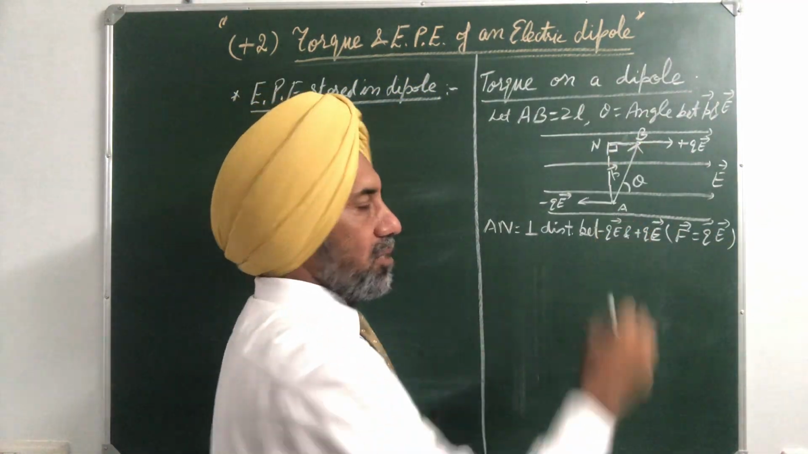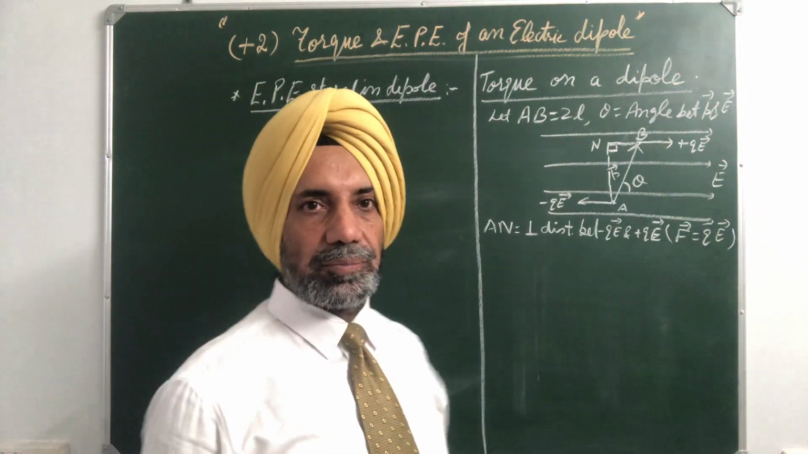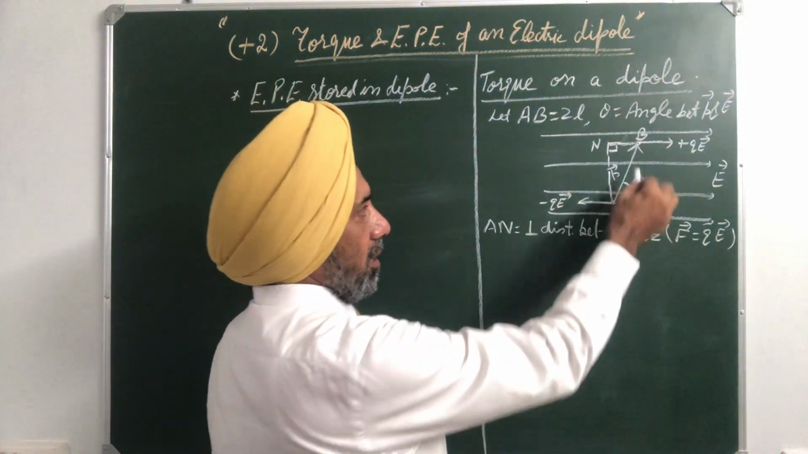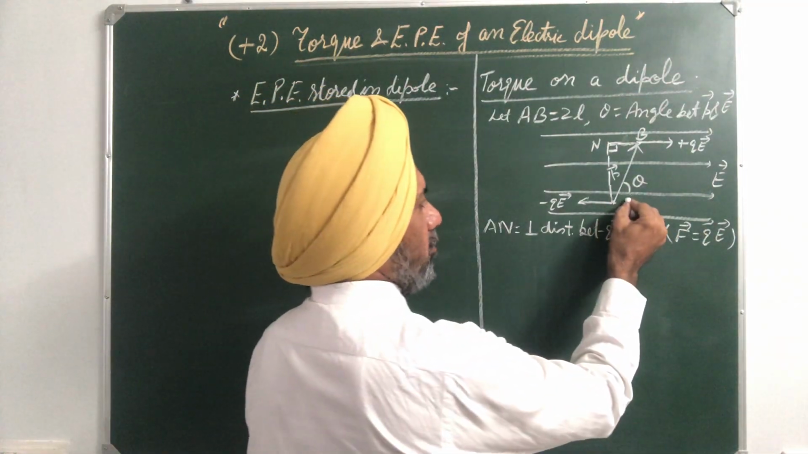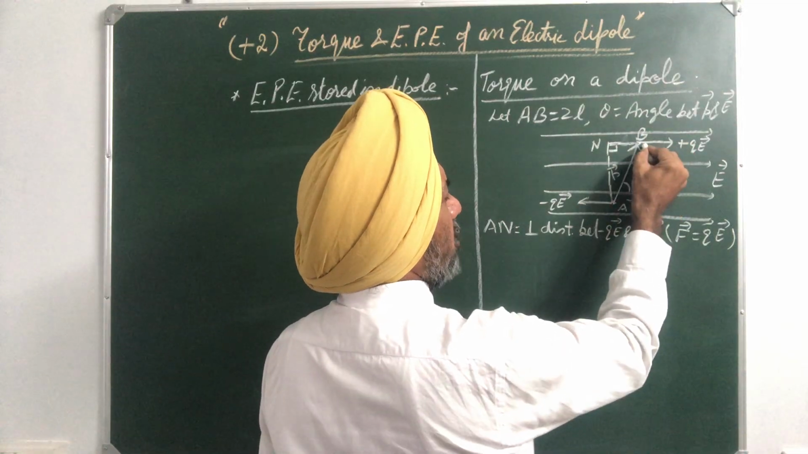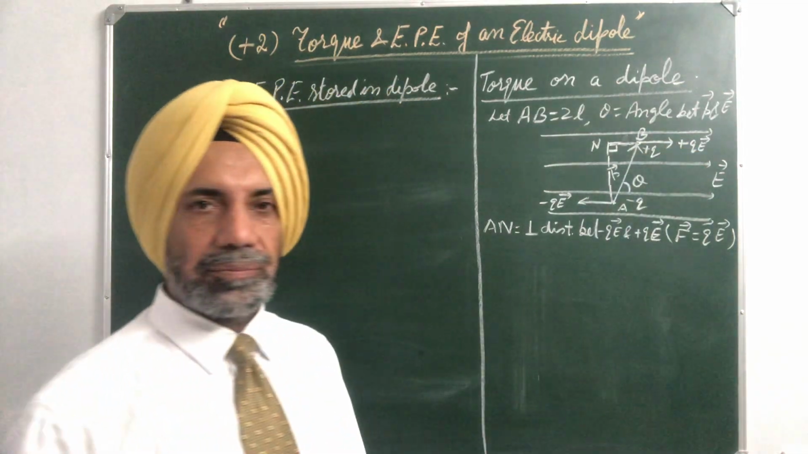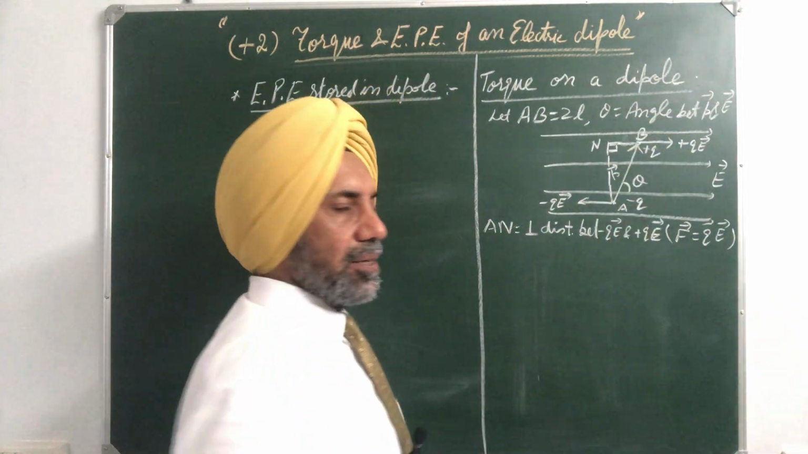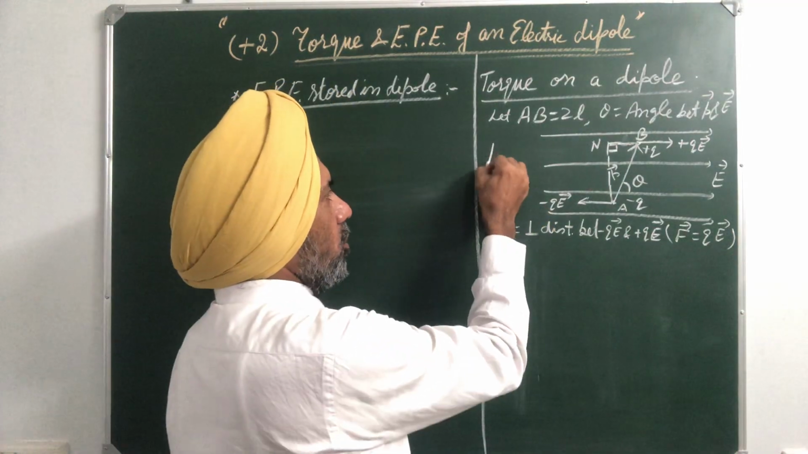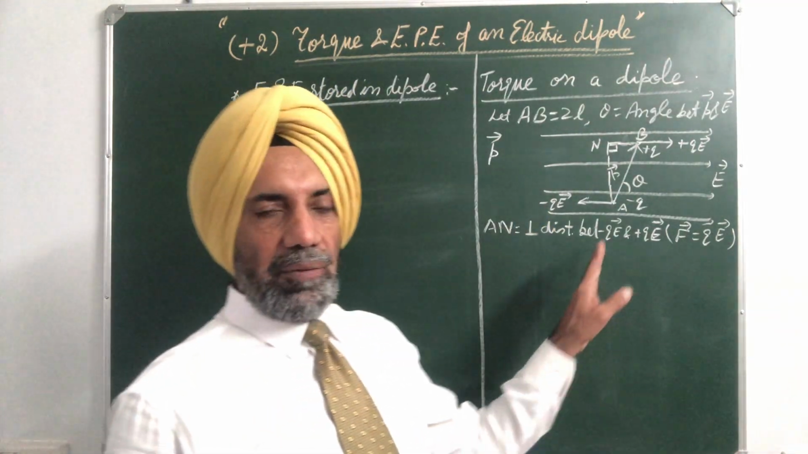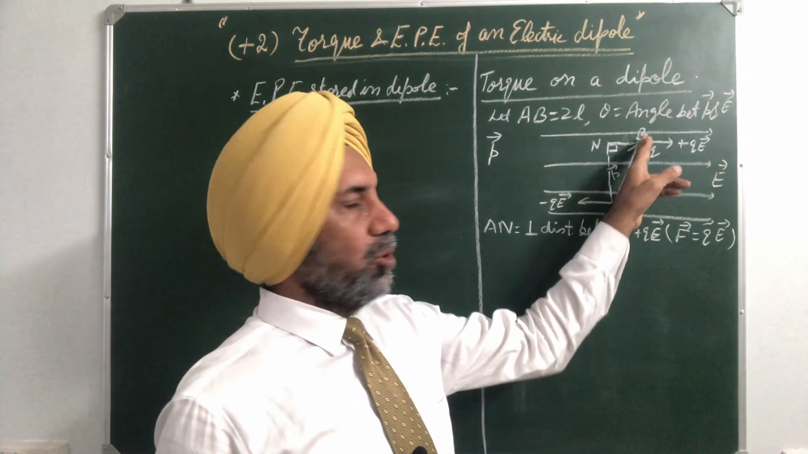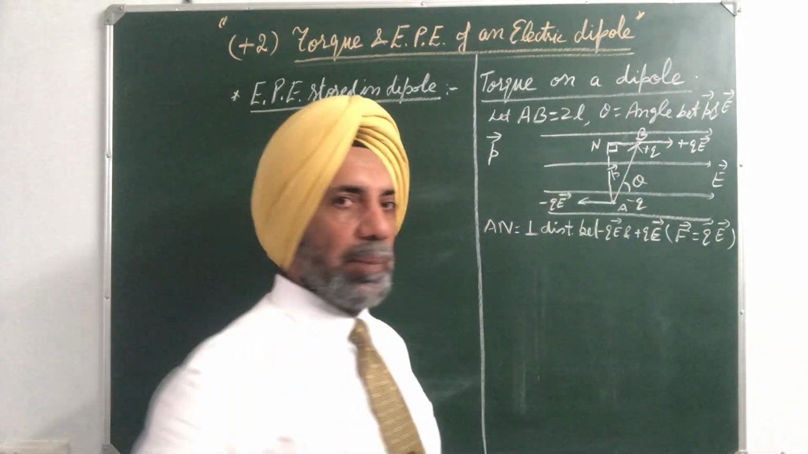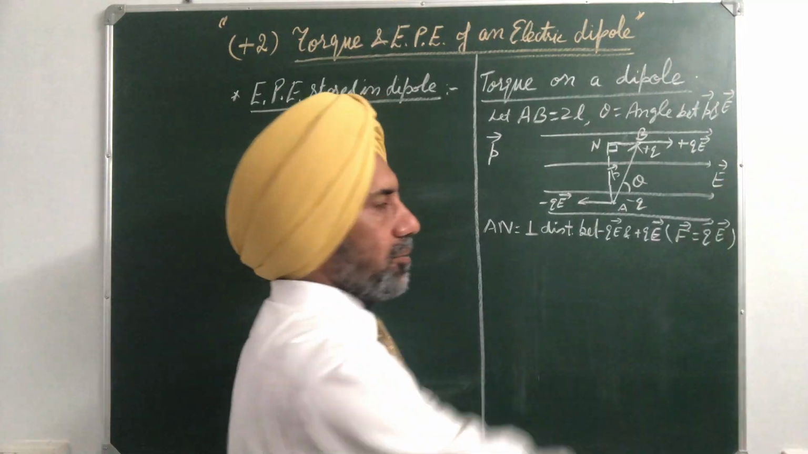shown by these parallel straight lines acting from left to right. Let AB be the electric dipole placed in this uniform electric field. Let minus Q charge lie at A and plus Q charge lie at B. Let P be the electric dipole moment, which always acts along the line joining the minus Q to the plus Q charge. Let theta be the angle between electric dipole moment P and electric field E.